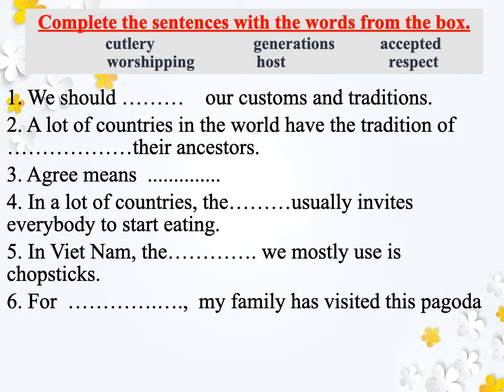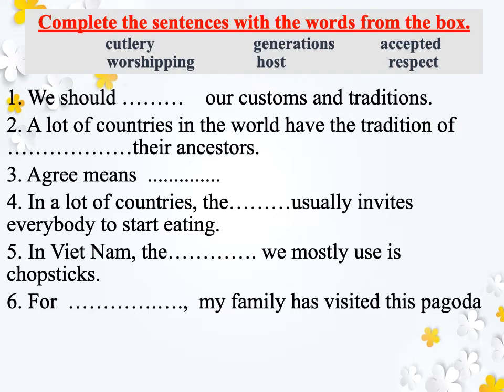2. The answer is worshipping. A lot of countries in the world have the tradition of worshipping their ancestors. 3. That's right. Accepted. Agree means accepted. 4. Good job. We use host. In a lot of countries, the host usually invites everybody to start eating.